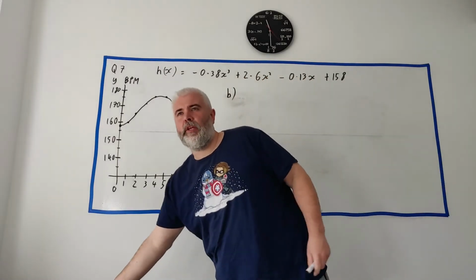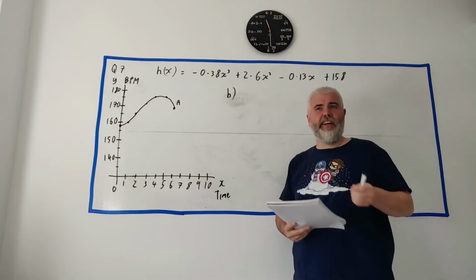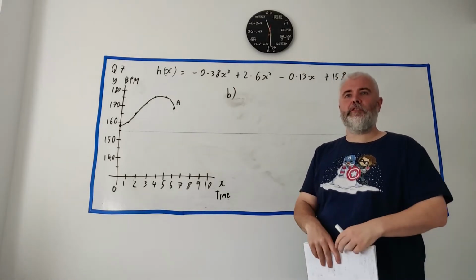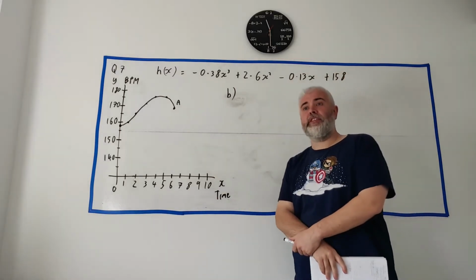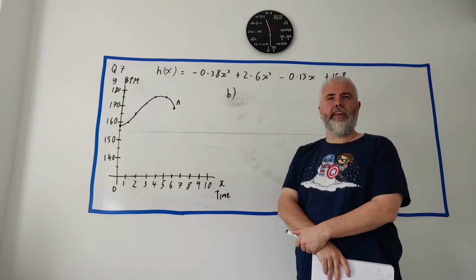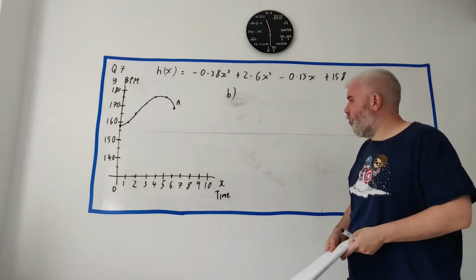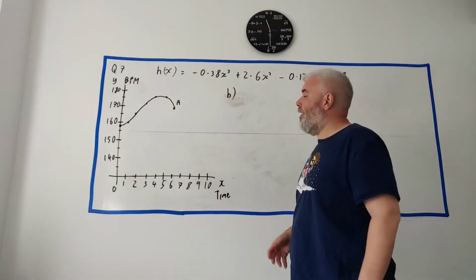Now on to part B. Part B probably tripped up a lot of students because they asked you, I'm trying to read it correctly here, explain what the coordinates of the point A (6, 169) represent in the context of Joseph's heart rate. So that's who the person we're talking about here, Joseph. So explain what point A means.